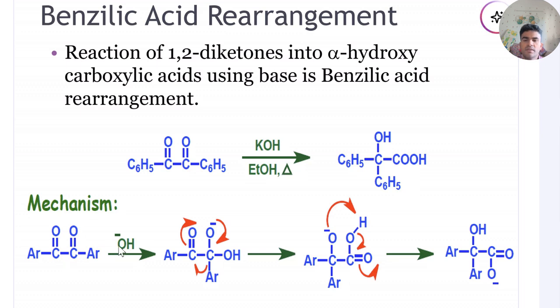In this reaction, the OH minus will attack the electron deficient carbon, and it will give a tetrahedral intermediate, followed by the formation of a C=O bond and migration of one aromatic group to the next carbon, and this will convert into a carboxylic acid group. This is a very simple mechanism. If you have any doubt about this mechanism, please let me know. This is Benzilic acid rearrangement.